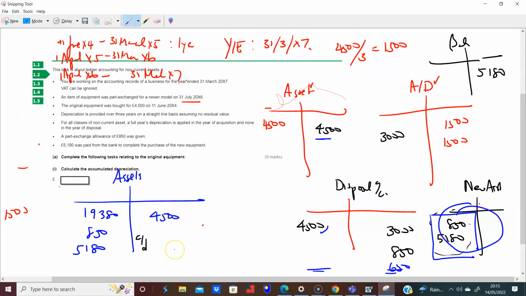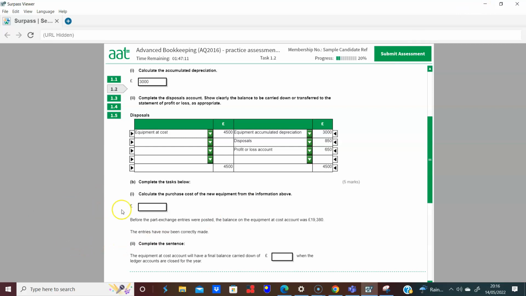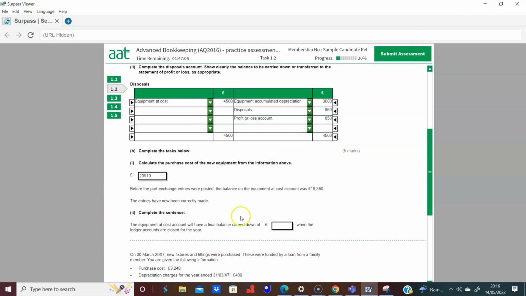Let's just do that very quickly. So that's 19,380 plus 850 plus 5,180 minus 4,500. That takes us to 20,910. So that's how you get your closing figure of your assets. 20,910. Yes, so let's just put that in the box there. 20,910. Right.